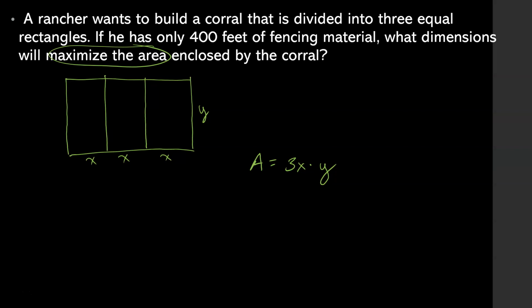So how do I do that? That's this 400 feet of fencing material. So 400 is equal to all the fences added together. Can you count those up? How many y lengths are there? 3 of them.